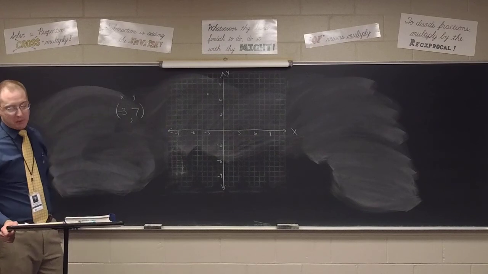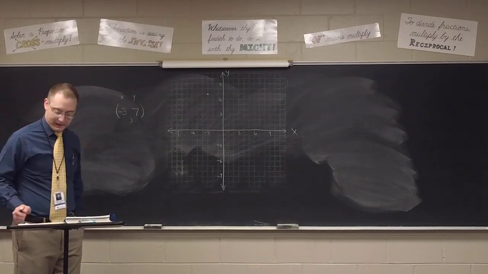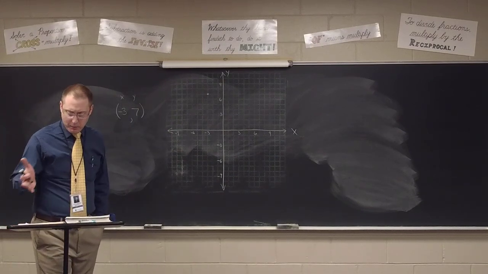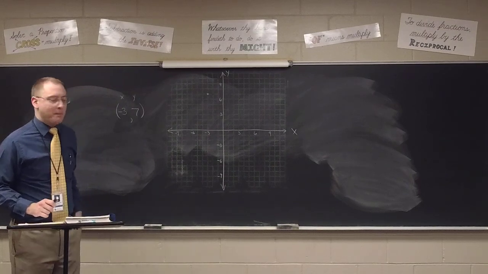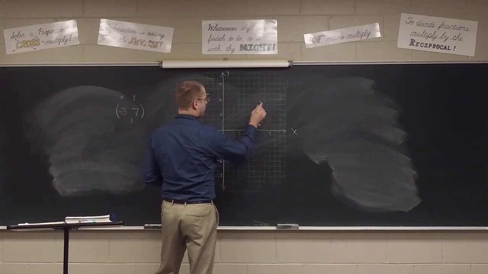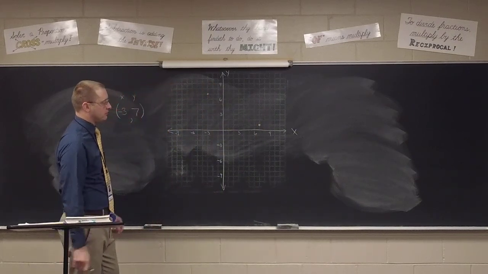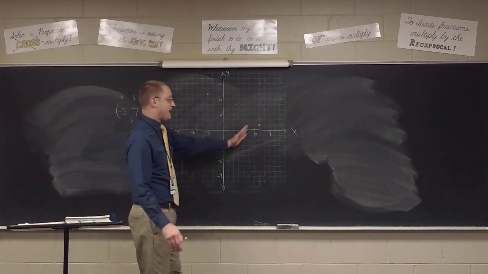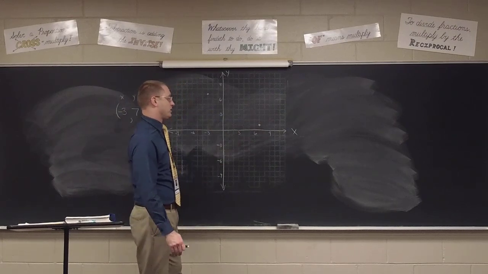And yesterday we worked with plotting points. Well, today we're going to go a step further, right? Because if I were to plot some other point, let's just say this point, what are the coordinates of that point? Anyone? 7, 1. Good. We're over 7, and then we're up 1. So that would be the point 7, 1.